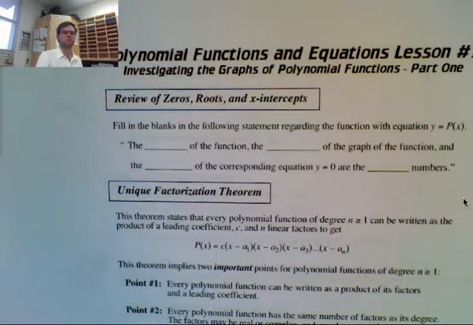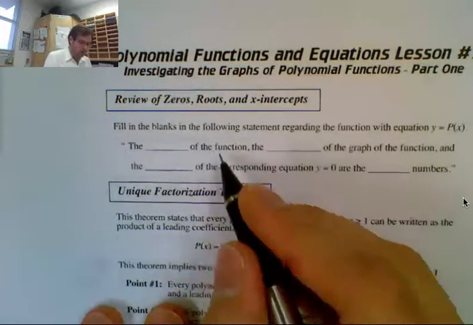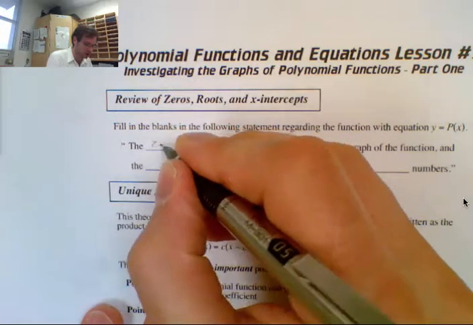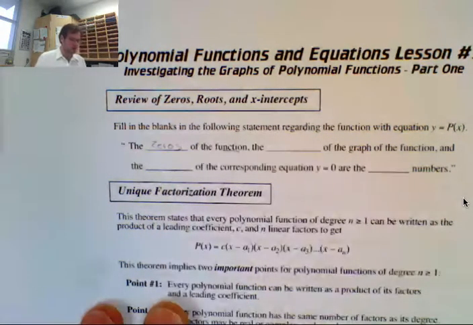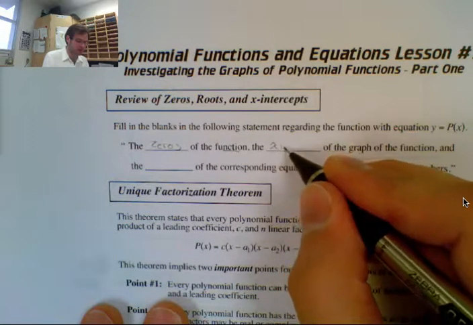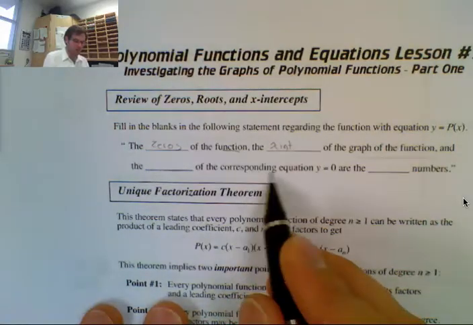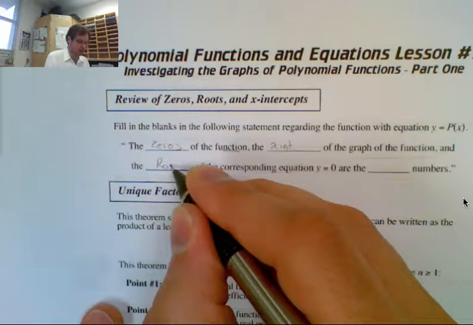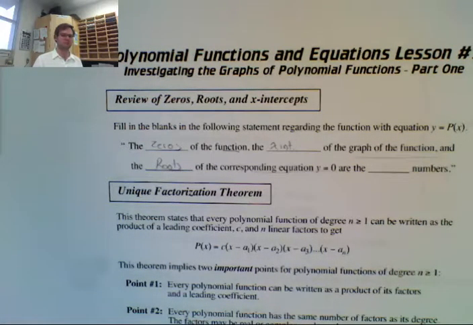Today we're going to look at investigating the graphs of polynomial functions. First off, we're just going to do a quick review of what roots, zeros, and x-intercepts are. As soon as we're talking about a function, we know automatically that we are talking about our zeros. When we're talking about a graph, it's going to be the x-intercepts. And when we are talking about an equation, we are talking about the roots of the equation.